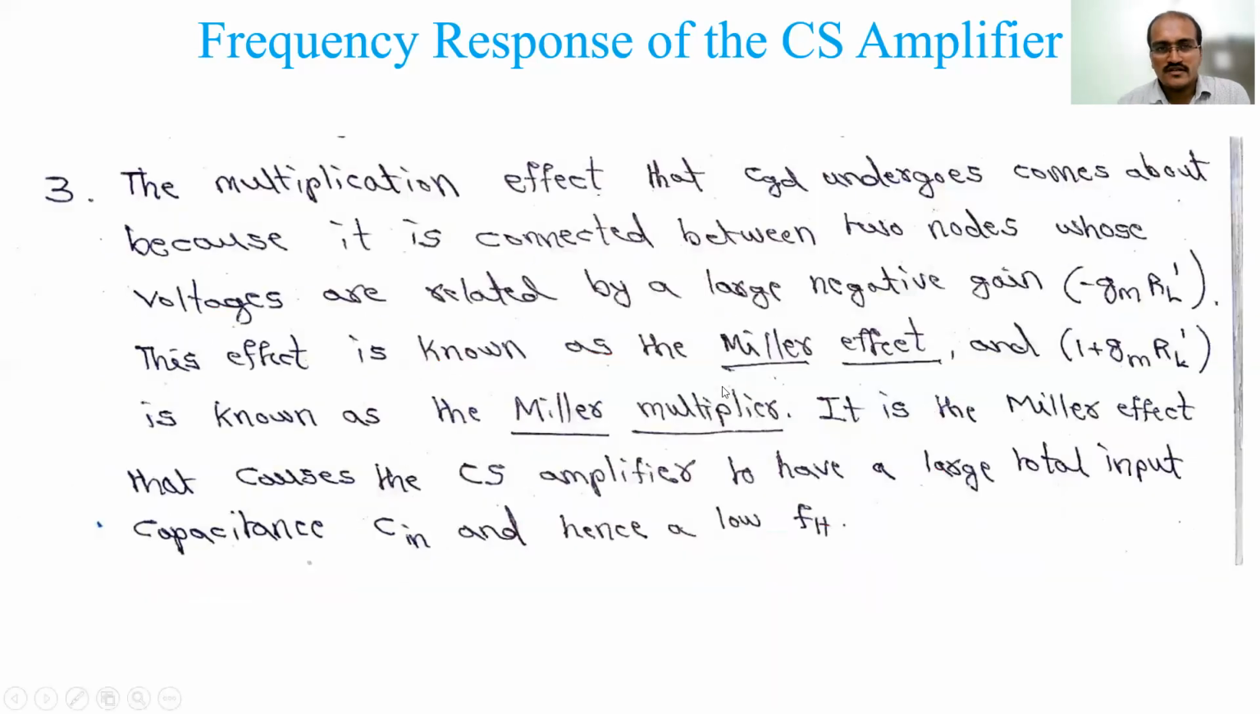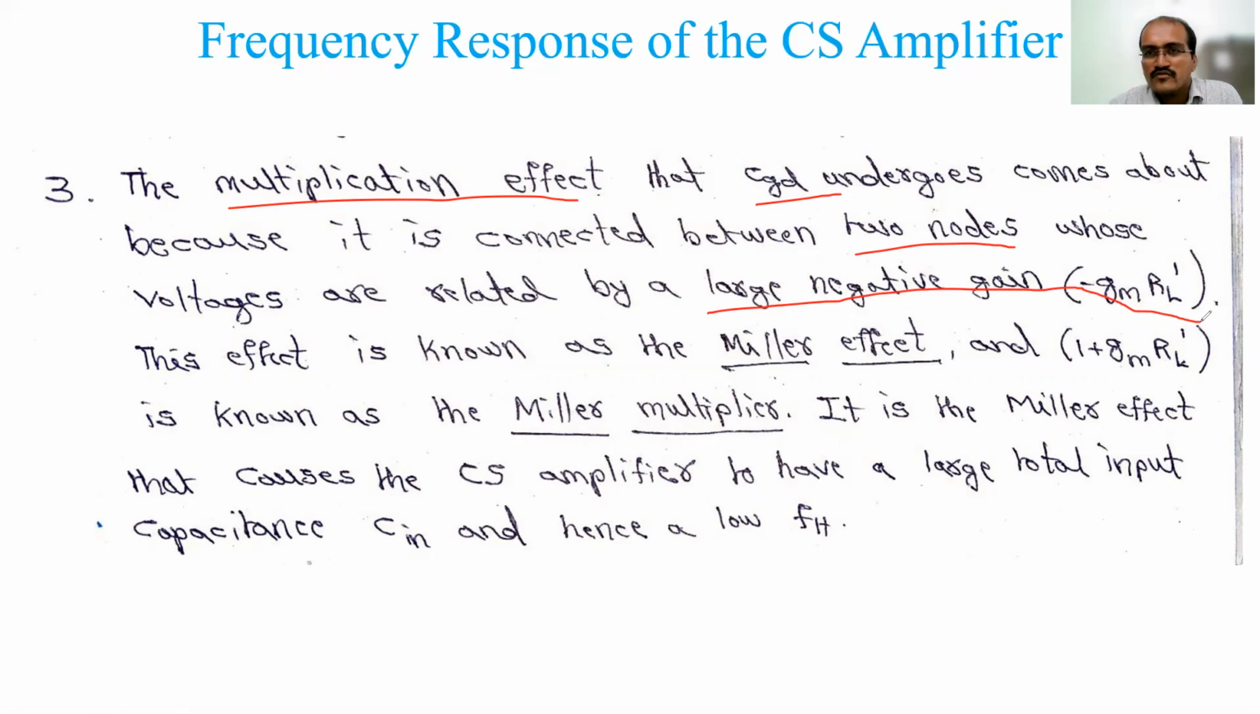The third observation continues through the CGD multiplication effect. The multiplication effect that the gate-to-drain capacitor undergoes comes about because it is connected between two nodes whose voltages are related by a large negative gain. What is its gain? V naught by VI is GM into RL dash, right? That is the gain, GM RL dash.